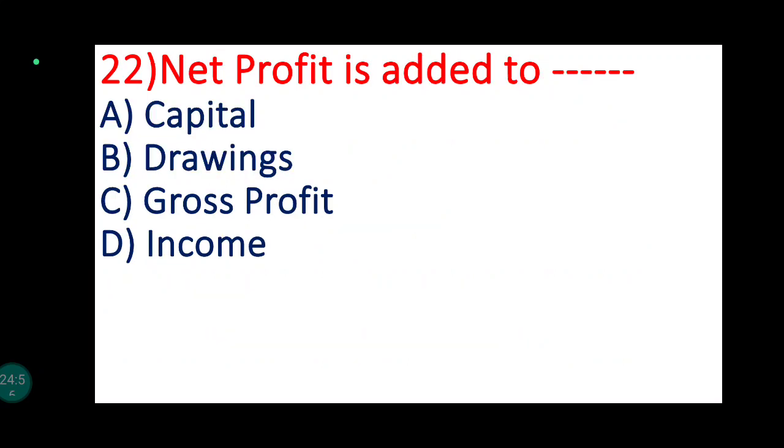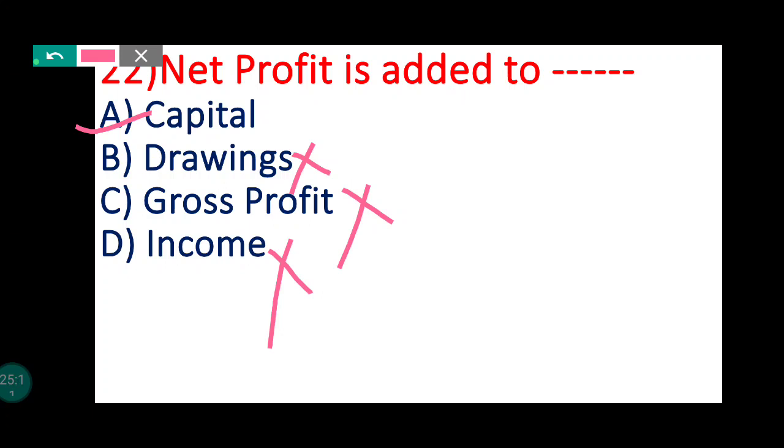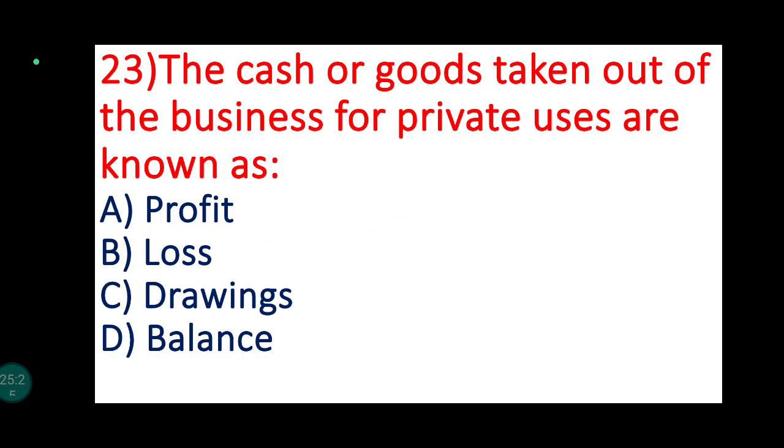22. Net profit is added to. So we have seen above that net profit is added to capital. How can it be added to drawings or gross profit or income? They are wrong. We add net profit in the statement of financial position under the heading capital. We add it in the capital, because if there is net profit, there will be an increase in the amount of capital.